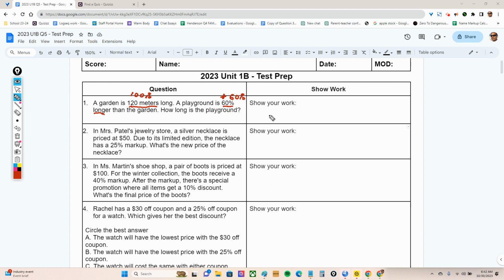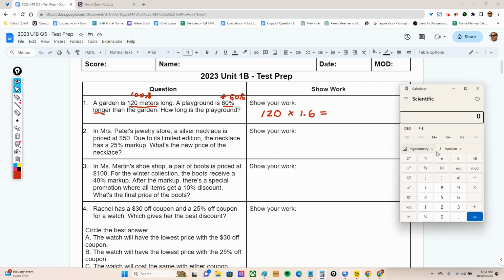All right. So we're going to do 120 meters times 1.6 equals, let's get our calculator game. Boom. There. 120 times 1.6 equals. So we're looking at a playground that is 192. 192, and we're talking meters.